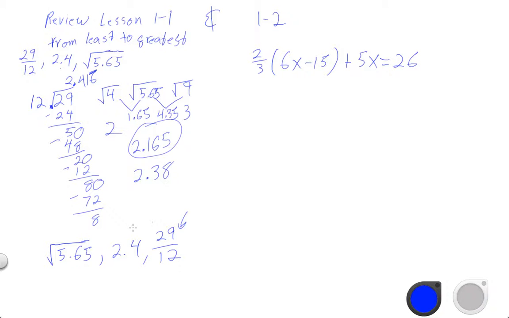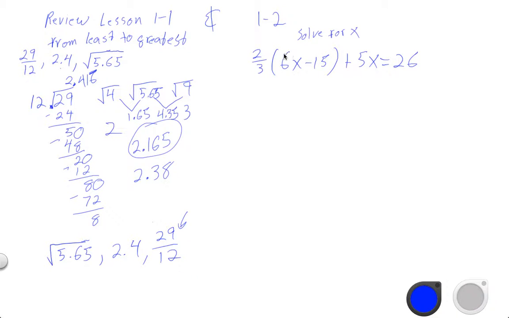Okay, for section 1-2, we have 2/3 times (6x minus 15) plus 5x equals 26. We want to solve for x. And we could take a few different approaches to this. We could say, oh, ugly fraction, I want to get rid of that, multiply everything by 3. And that's fine, that'll work just fine. Like I said, there are multiple ways you could go about this. So you can multiply everything by 3 to get rid of that fraction.